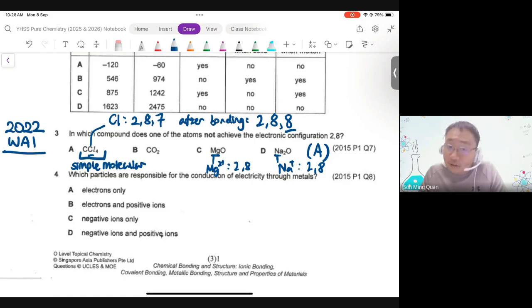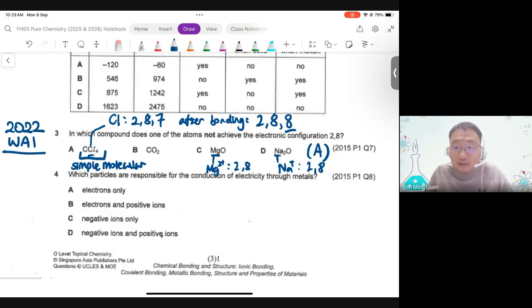In fact, by now, if you close your eyes, you should know where the elements are in the periodic table. If you need to look at the periodic table to find sodium or chlorine, that means you have not been revising enough. I'm sorry. We actually need to revise so that you know where sodium is and where chlorine is. Now we're going to go to question 4.